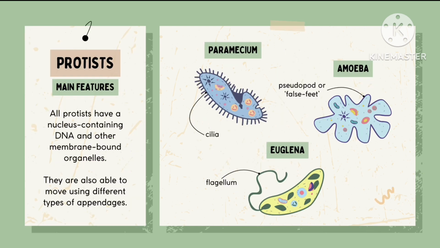Protist main features. All protists have a nucleus containing DNA and other membrane bound organelles. They are also able to move using different types of appendages. Paramecium, cilia. Amoeba, pseudopod or false feet. Euglena, flagellum.